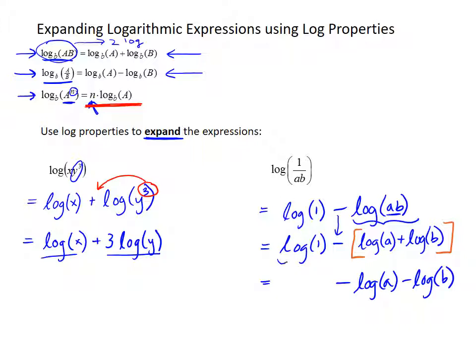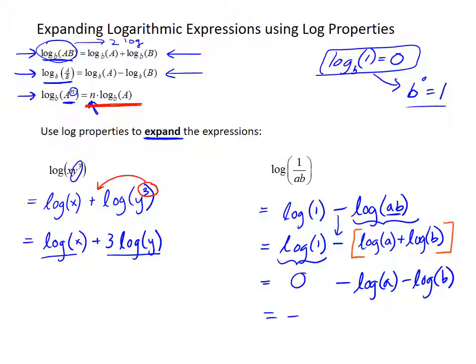And then I wanted to come back to this first expression and remind you of a log property that we've gone over in the past, and that is that log of 1, regardless of what the base is, is always 0. And that's because, remember, a log is just an exponential in disguise. Anytime we have a base raised to the 0 power, that's equal to 1. So this property actually comes from log rules. So this ends up being 0, and so our final answer here is negative log of a minus log of b.